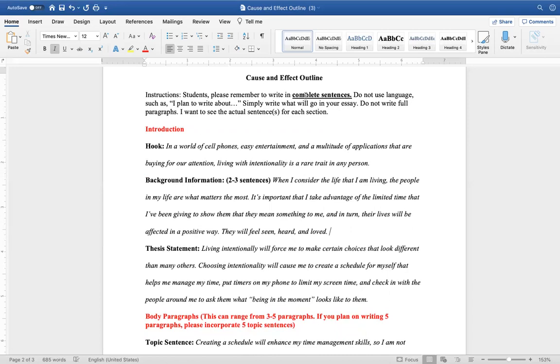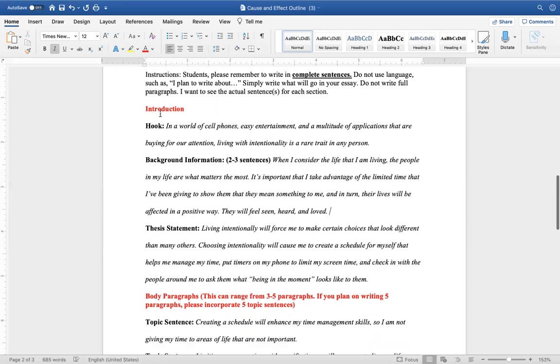Okay. The way that I'm framing this essay is to consider the things that I have to do in order to be effective intentionally in the world. So, if you look here at the introduction section and we look at my hook, it says, in a world of cell phones, easy entertainment, and a multitude of applications that are vying for our attention, living with intentionality is a rare trait in any person.